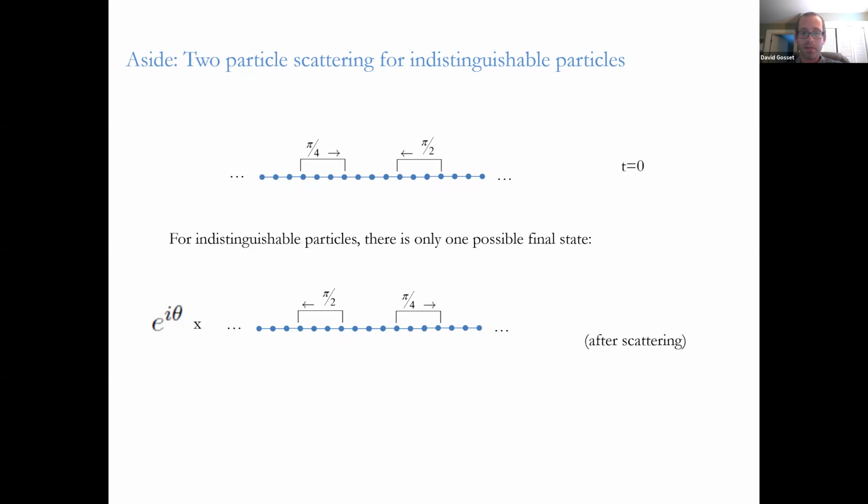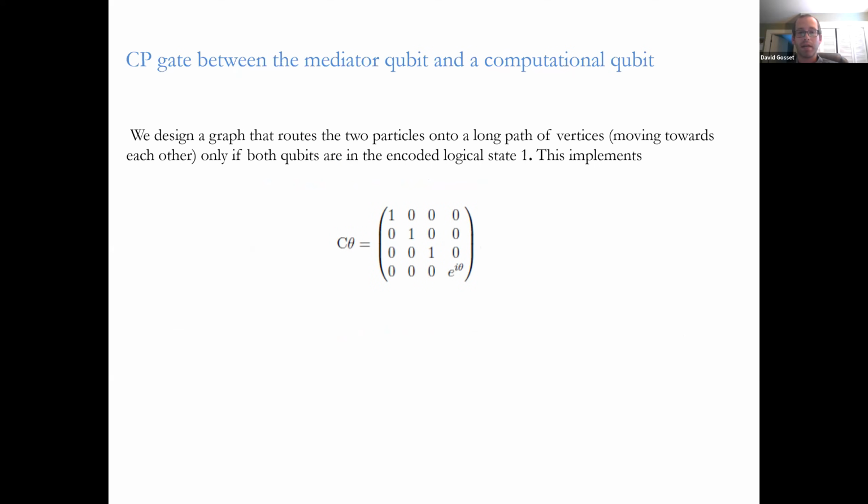The details of the interaction determine this two-particle scattering phase. And then essentially what we show is that you can design a graph that routes these two particles towards one another only if both qubits are in the encoded logical state 1. In other words, that's the situation which corresponds to this bottom right matrix element of this 2-qubit unitary that we want to implement. In all other cases, the two particles don't get routed towards one another, and so we have just identity occurring in the logical encoding.